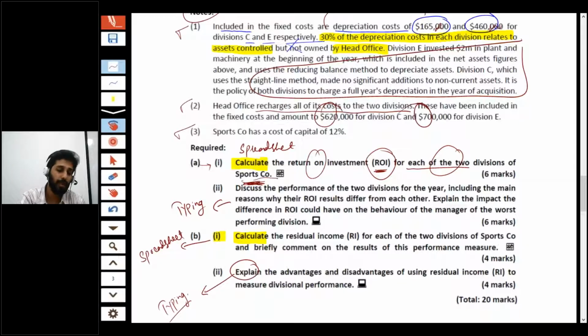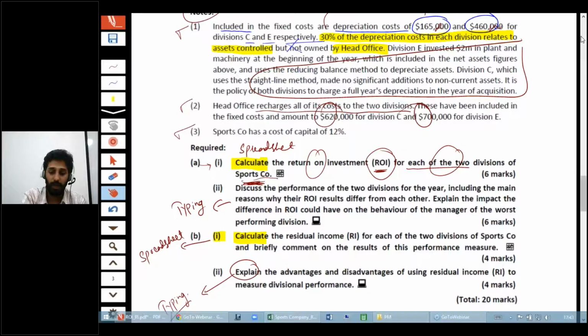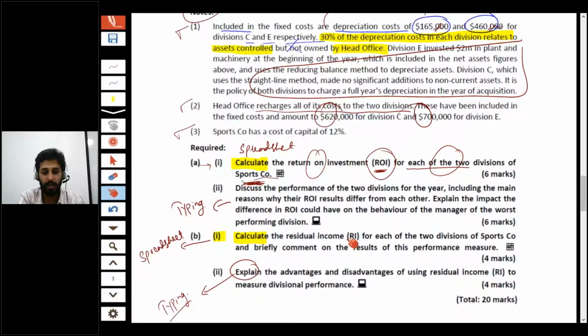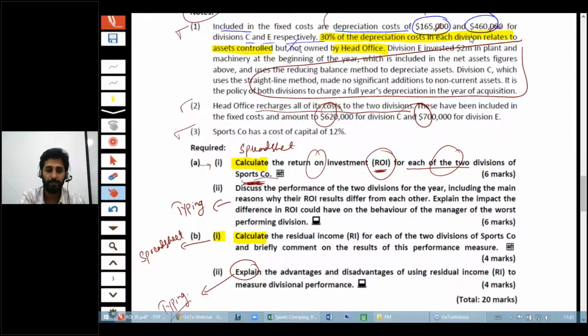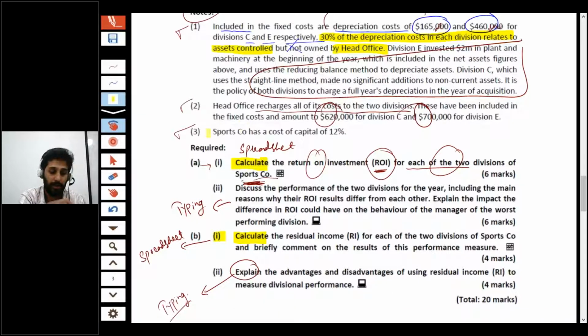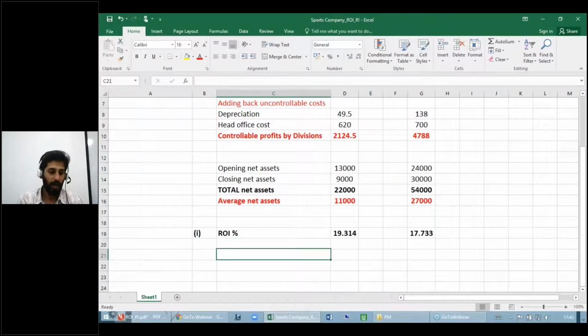Now I am turning to part B because it is of the same calculative area, right? So it is calculate the residual income for each of the 2 divisions of sports company and briefly comment. All right, we will be commenting later on. First we need to calculate what? The RI, which is the residual income. And for residual income we need cost of capital, and the cost of capital is 12%.